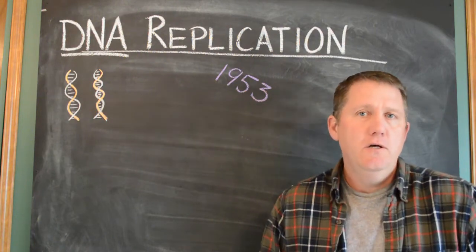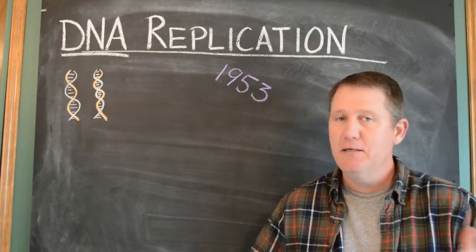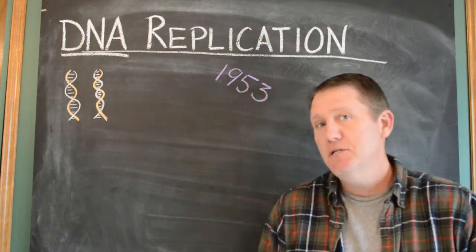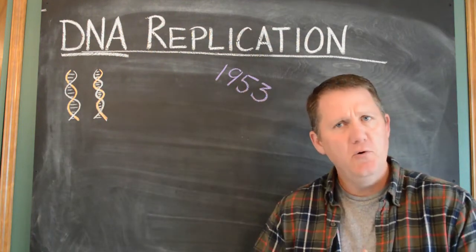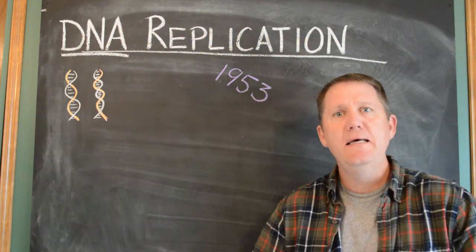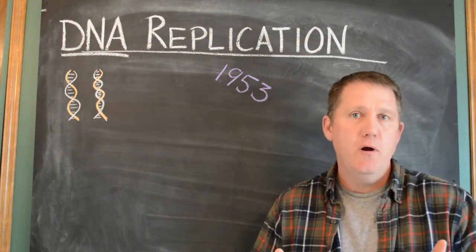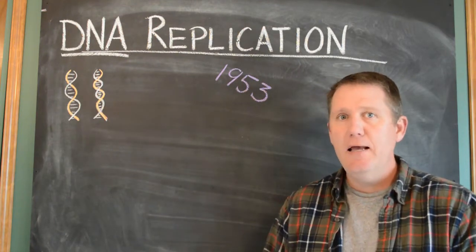Before a cell goes to make another cell, it needs to make more DNA because each cell needs a full set of instructions. And that process is DNA replication. You know, back in 1953 when Watson and Crick described what DNA looked like, came up with a model, they also described how they thought DNA copied itself. And they're pretty dang close.